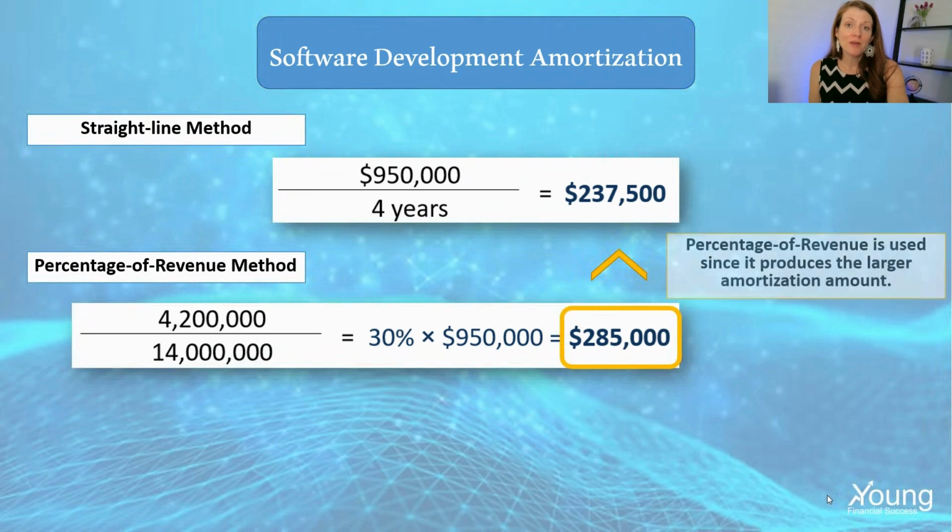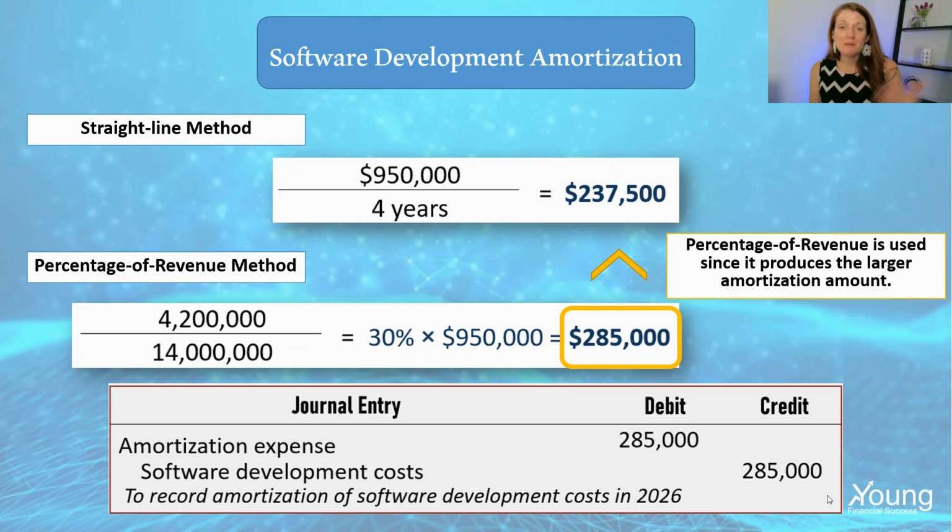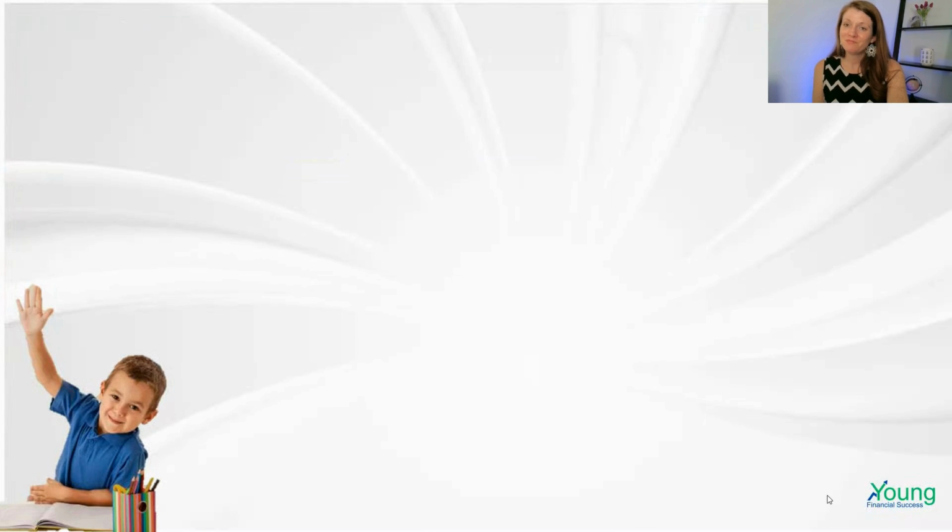We are going to go with whichever is greater, whichever is a larger amount. The percentage of revenue is going to be used since it produces a larger amortization amount. So then we would be debiting amortization expense for the $285,000, and we would credit the software development cost. Because it's an intangible asset, we credit that actual asset itself. So you might want to watch that part again because that's very different and quite confusing when it comes to software development cost.